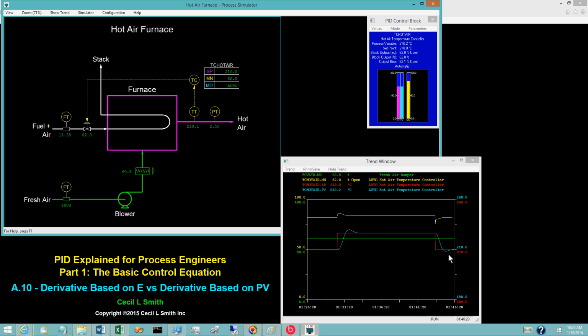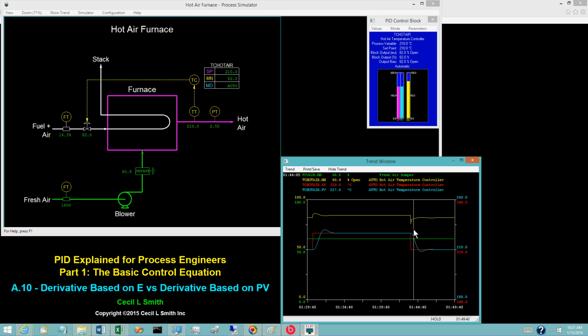The overshoot is about 1 degree Celsius when derivative is based on E, as compared to about 2 degrees Celsius when derivative is based on the PV. Place the simulator in hold. Examine the controller output, the yellow pen. With derivative based on E, the abrupt set point change causes the spike or pulse that is exhibited in the controller output. When derivative is based on PV, there is no such pulse.